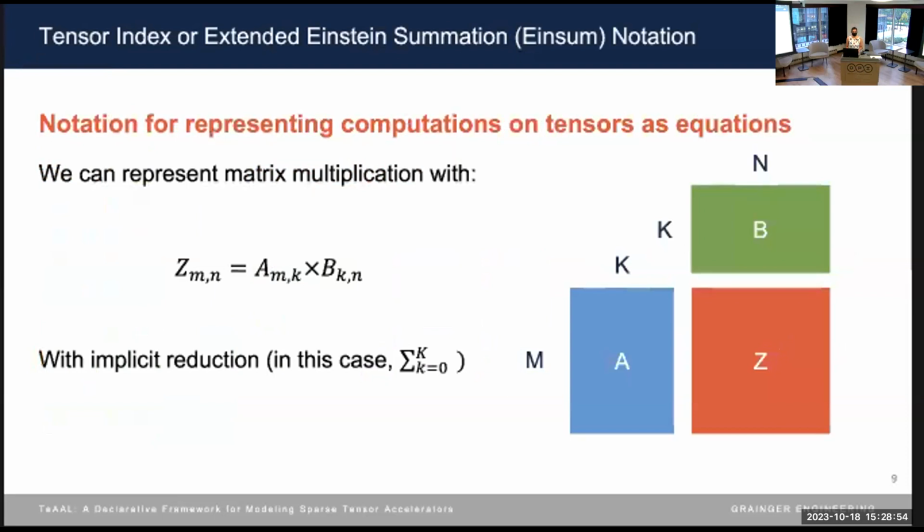First, let's quickly review our definition of an einsum. Just like Tulua described earlier, our operational definition looks at representing kernels in the tensor index or extended Einstein summation notation, which we will shorten to einsums. We represent matrix multiplication as follows. Matrix A with ranks M and K multiplies with matrix B with ranks K and N to produce matrix Z with ranks M and N.